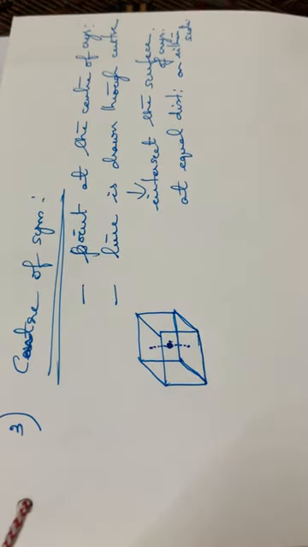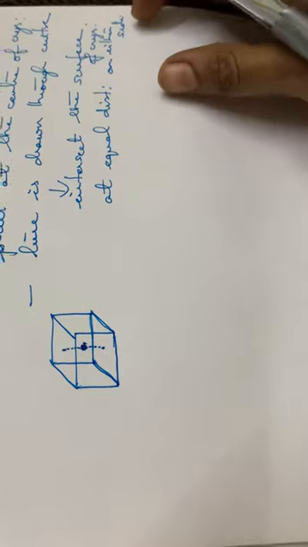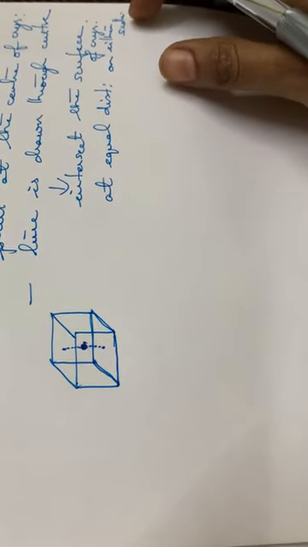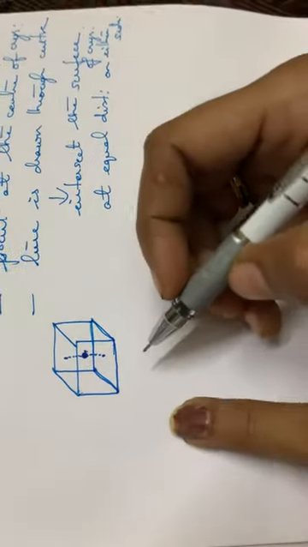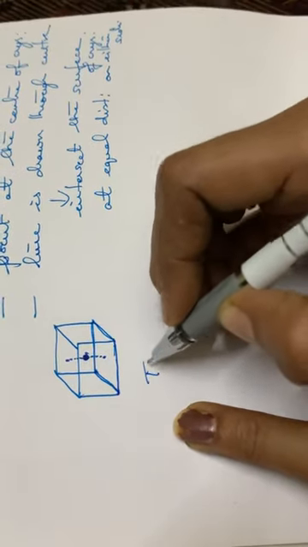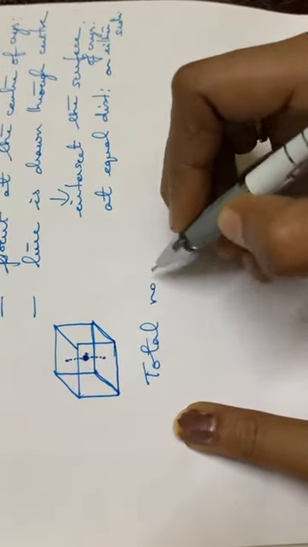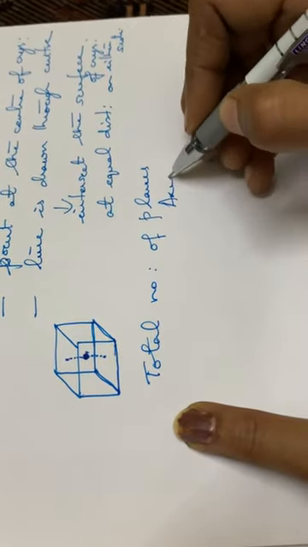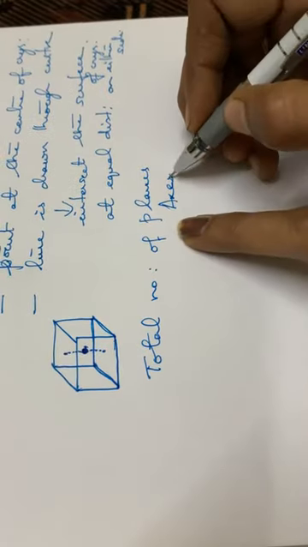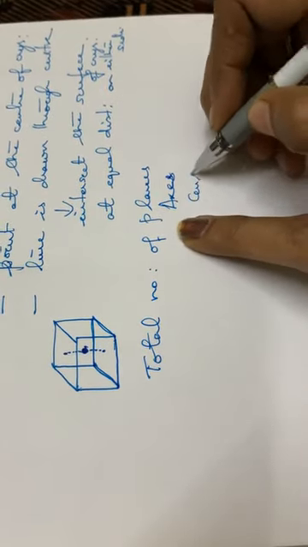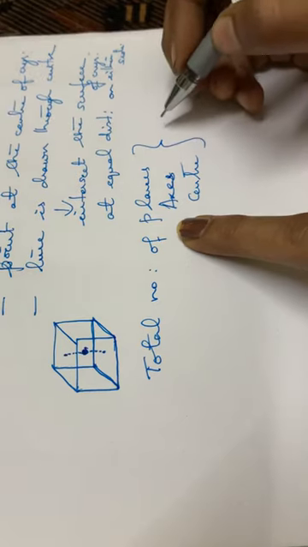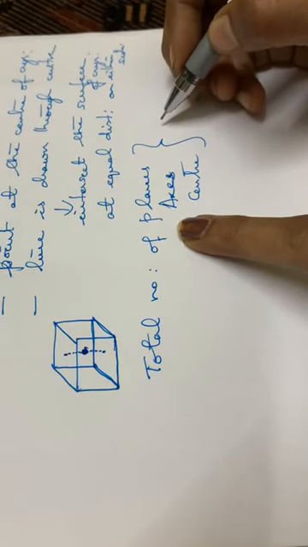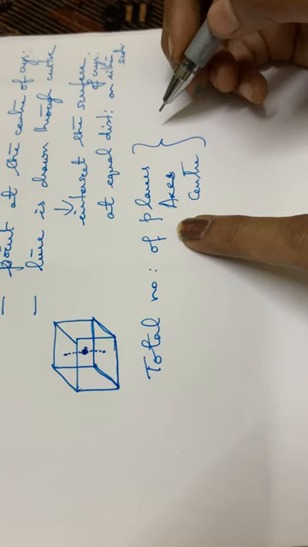Okay, so this is the definition for center of symmetry. Then the next one. For explaining a particular crystal system, we have to say the total number of planes of symmetry, the total number of axes of symmetry, and also the center of symmetry. So these three constitute the total symmetry elements of a particular crystal system.